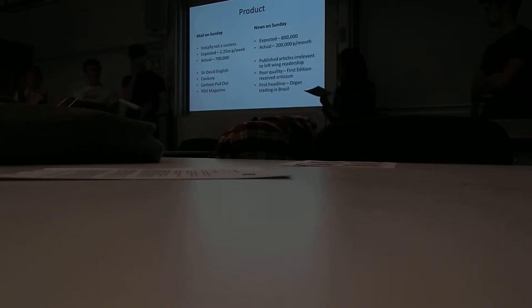The Mail on Sunday initially was not a success, as they aimed for a circulation of 1.25 million per week, and by the sixth week, sales were just peaking at 700,000. So they brought in Sir David English as their editor, and in November he redesigned the paper, acting on their bidding results. He brought in three new parts: sponsored artwork, which was a cookery book, a colour comic supplement, which was an innovation for Sunday newspapers in the UK, and a magazine called You, which was targeted at women. He managed to increase the circulation to 840,000.